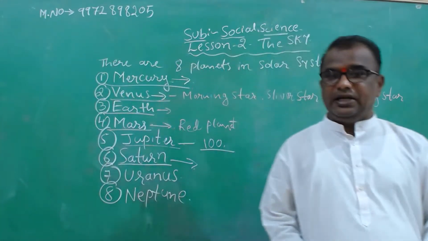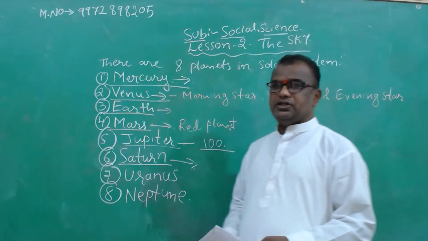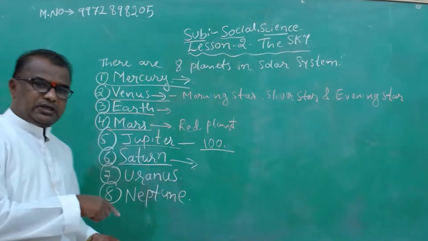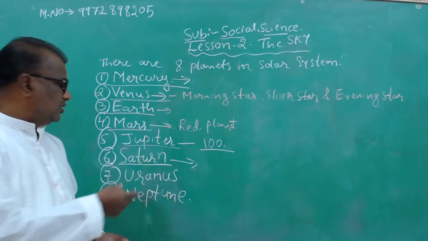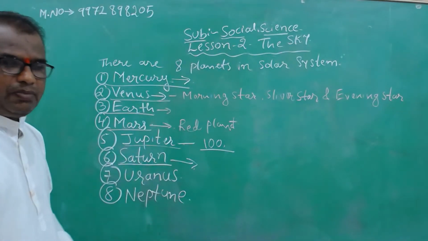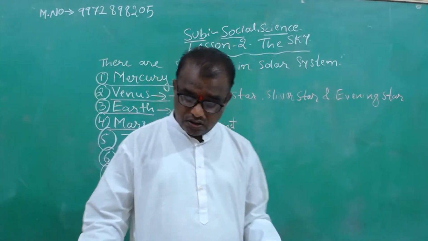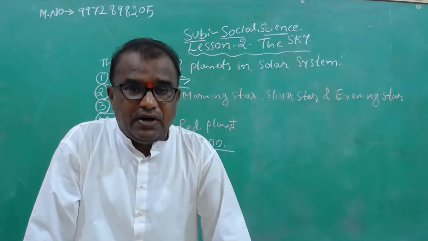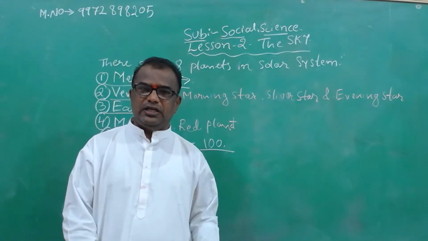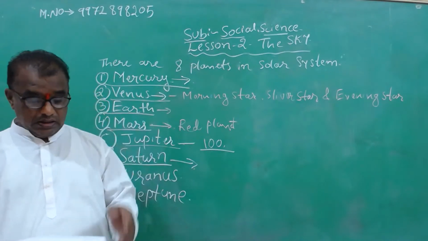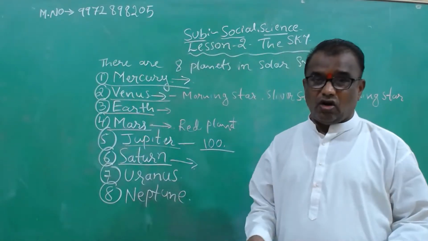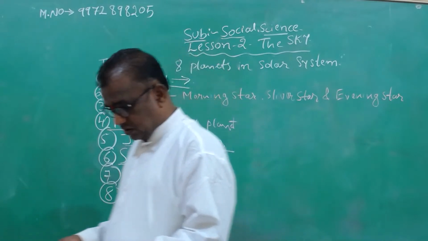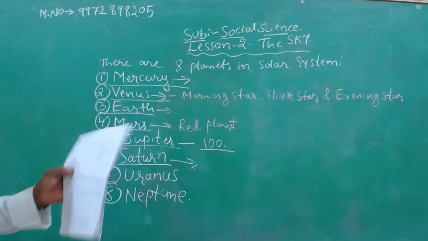Saturn is the sixth planet from the Sun in the solar system, and it is the second largest planet after Jupiter. It is also made up of gas, and it has thousands of rings of ice, rocks, and dust. So that's why it looks beautiful and attractive.